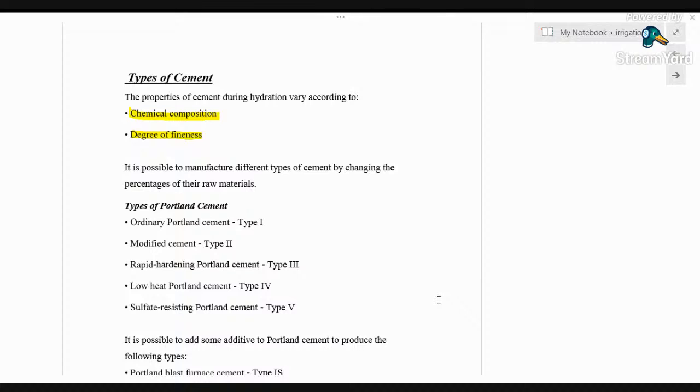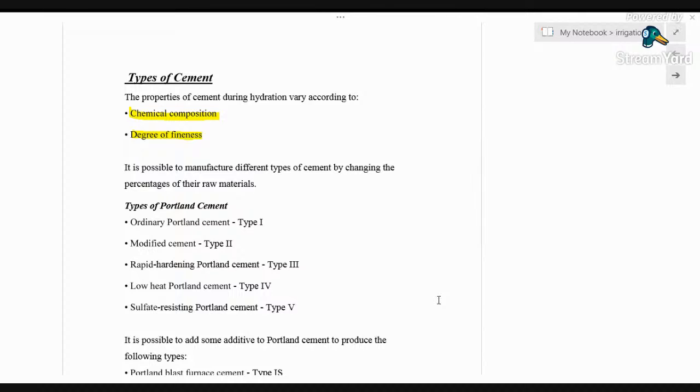We can also generate different types of cement by changing the degree of fineness. If the fineness is more, more heat is liberated. If the fineness is less, less heat will be liberated, which gives low heat cement. If the heat is more, the gain of strength will be more. That is rapid hardening cement. So based upon the chemical composition and degree of fineness, we can have different types of cement.